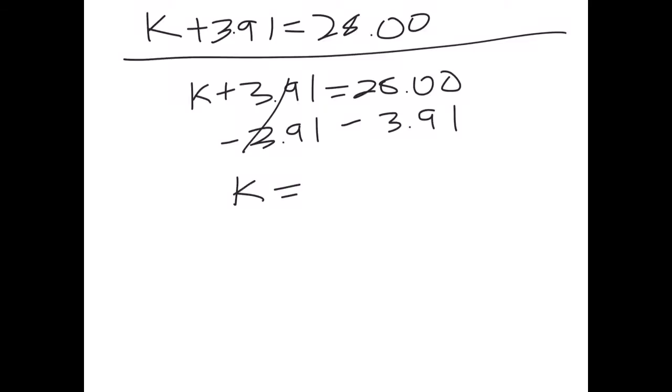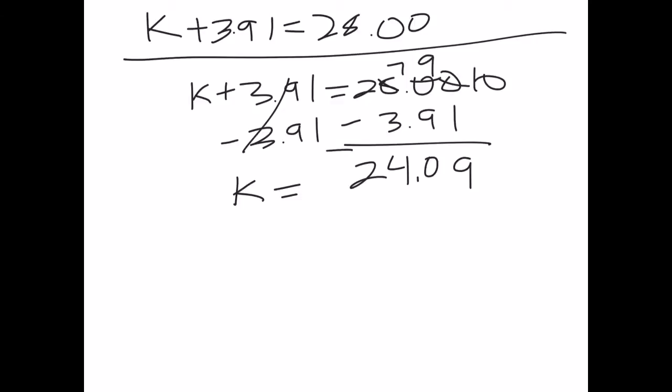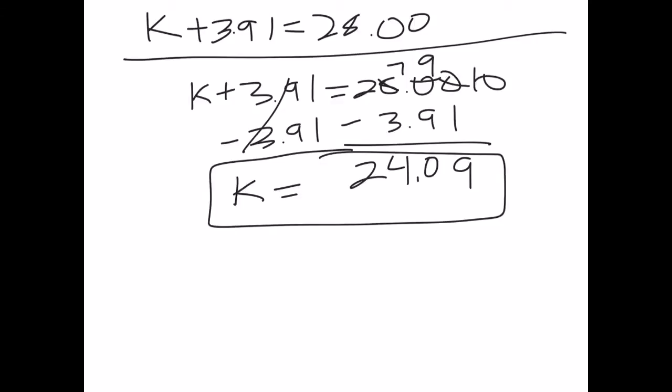Can't take from 0, can't take from 0, so this is 7. That's 9, and this is 10. That's 9, 0, 4, and 2. So that gives you an answer of 24.09.